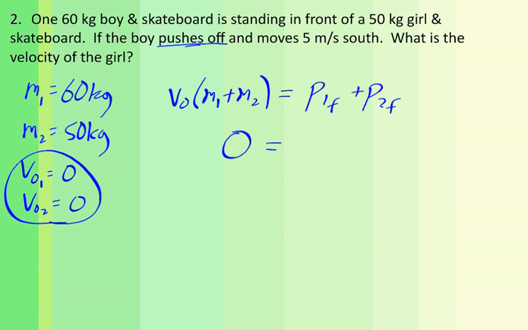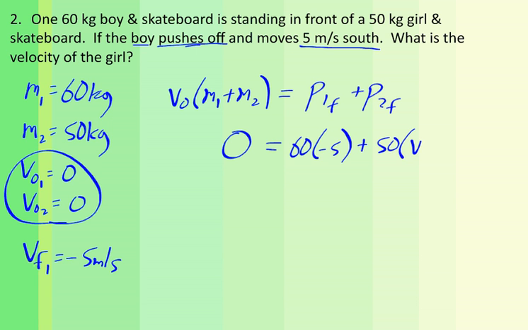Well, it says that when they push off, right, the boy is moving 5 meters per second south. So our final velocity for that first kid is 5 meters per second, but because it's south, I'm going to say it's negative. Now, you've got to pay attention to those directions. So we have our 60-kilogram kid going negative 5, and then what velocity is our girl going?